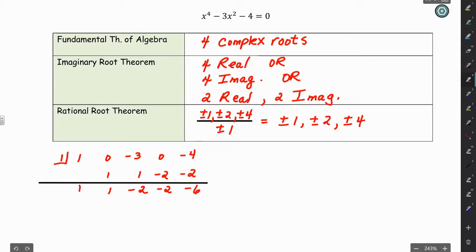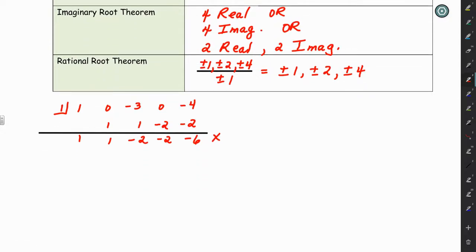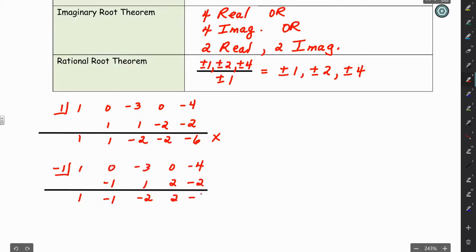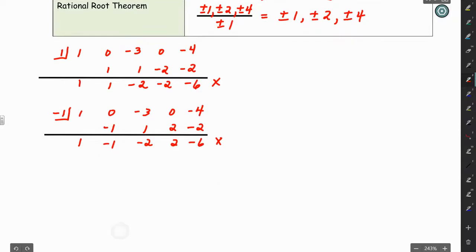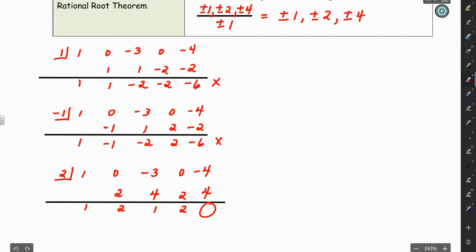And for this first one, it doesn't work. I'm not too happy about that. We're going to have to do synthetic division again, test the next root. So we'll test -1. Right, -1 is also not a root, so we're going to move on to test +2. All right, finally, we found a root that works. So we know that x equals 2 is a root.